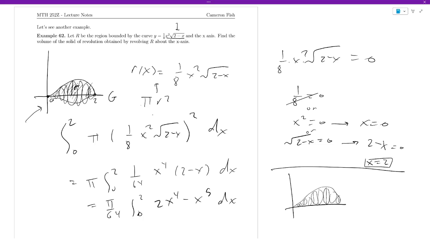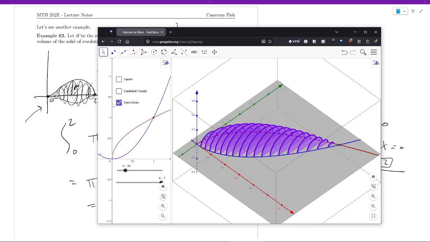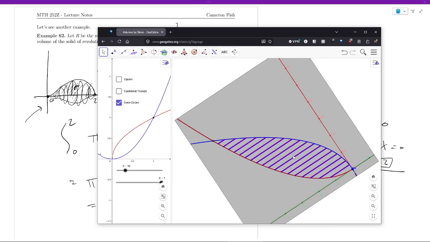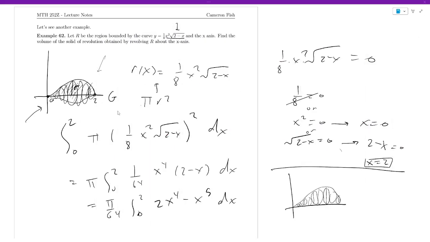If the circles are coming from a rotation around an axis, it'll look like this. But if we were doing this kind of thing, where you happen to have circles, now that's semicircles, so that's different. But if you imagine these are the bases of circles instead, I'd have circles sitting at each of these segments. So that can be a little tricky.